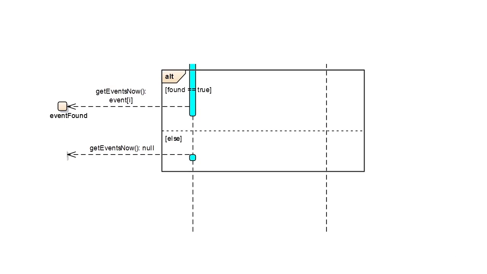This is the lower part of that same diagram, showing an alt combined fragment. After the loop is completed, then if found is true, it returns the timed event at position I in the collection. Otherwise, it returns null.